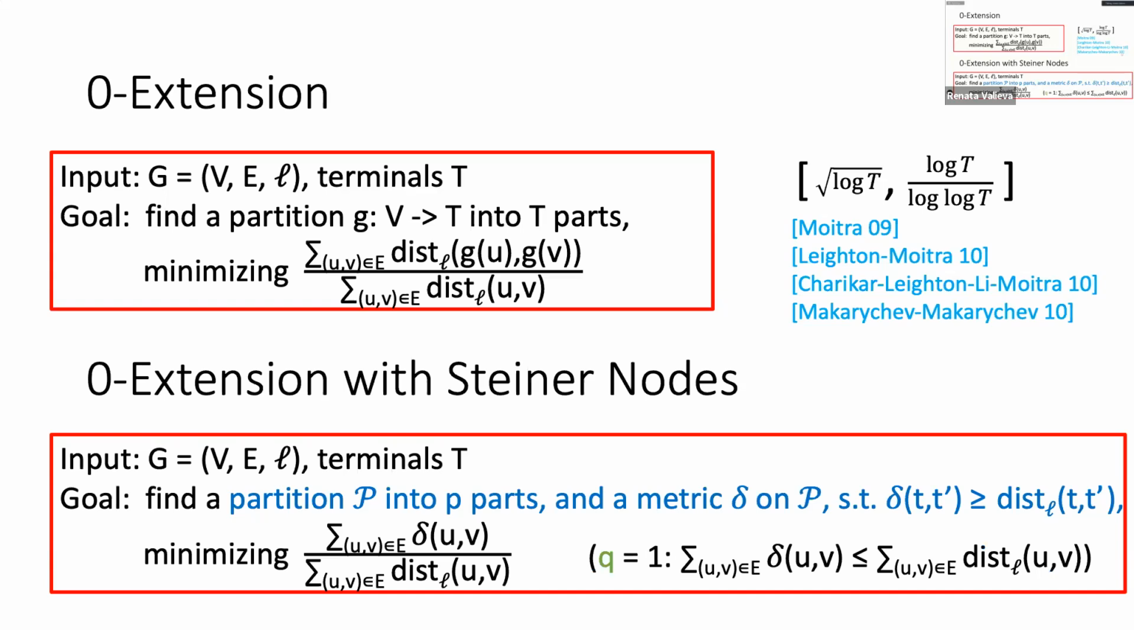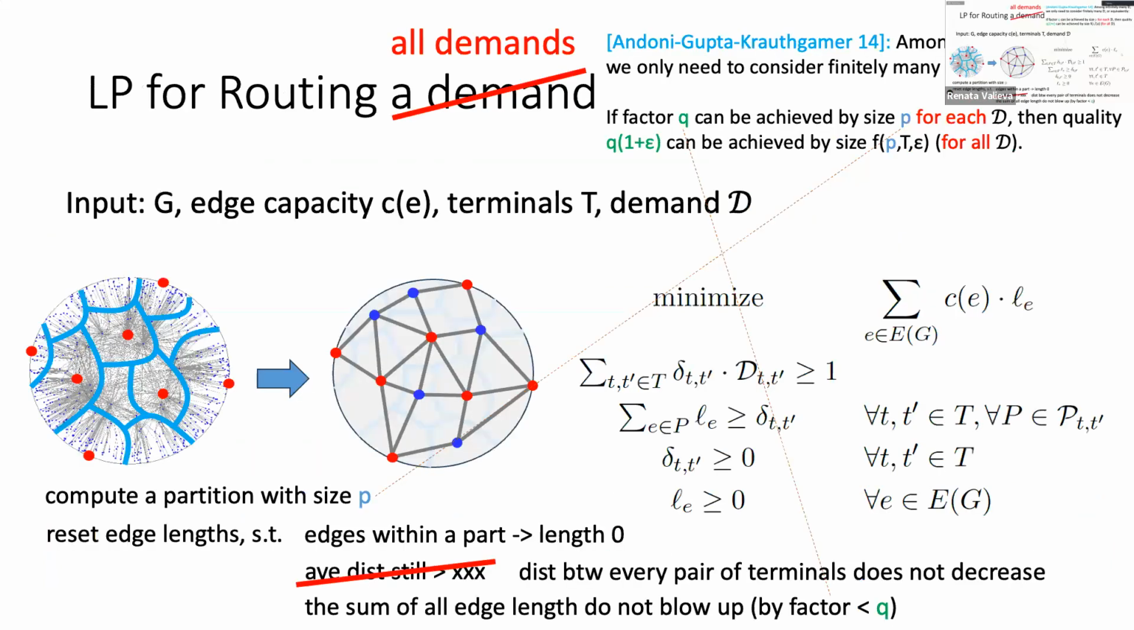Okay, so let's recall. We are given an LP by solving which we get a lot of lengths and distances. We are allowed to manipulate edge lengths so that the terminal distance does not decrease. But what we care about is the total length of all edges. They do not increase. Sum of all the lengths. So is that why we choose to minimize this fraction on the next slide?